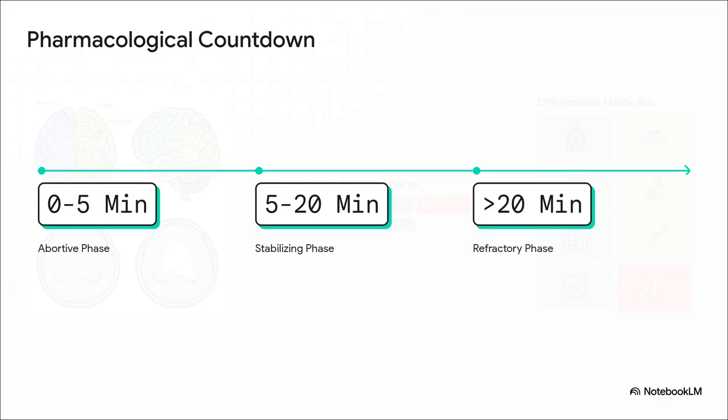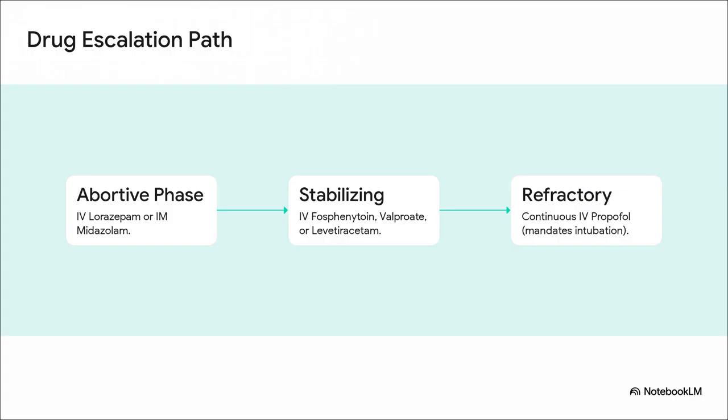The first 5 minutes are the abortive phase. Minutes 5 to 20 make up the stabilizing phase, and anything going beyond 20 minutes, that's the refractory phase. You have to execute this sequence perfectly. Step 1, the abortive phase. Give immediate IV lorazepam or IM midazolam.